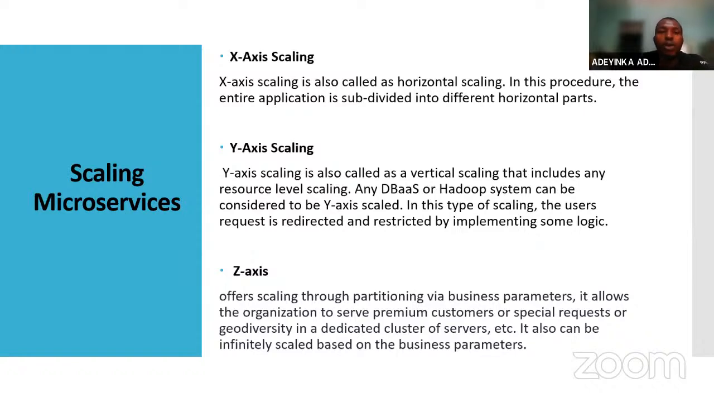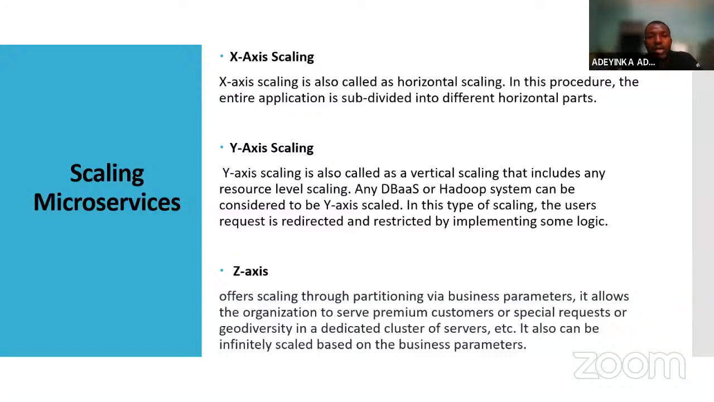But when you want to scale your monolithic application, that's when the y-axis scaling is employed. This is also called vertical scaling, and it includes any resource-level scaling. It might involve increasing your disk space or increasing the resources used by each of the microservice units.